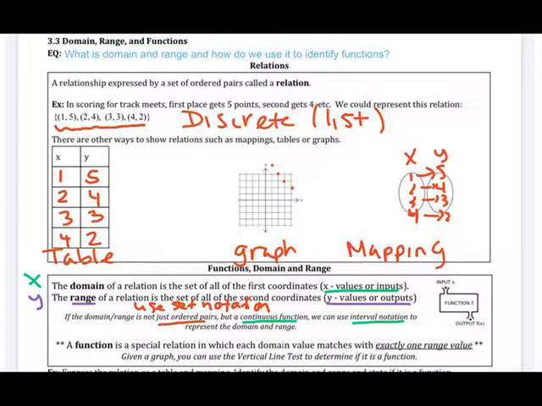If we're talking about a function, or if we're talking about something continuous, then we're not just going to list the ordered pairs. We're actually going to use the interval notation that we learned in Unit 2 to talk about our domain and range, and I'm going to show you that.